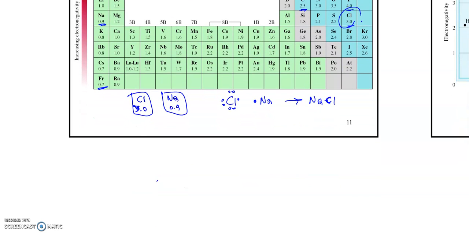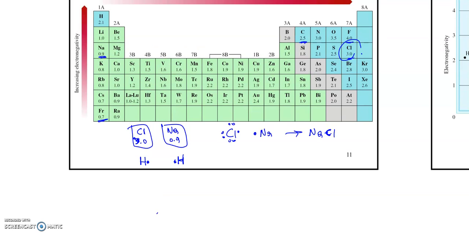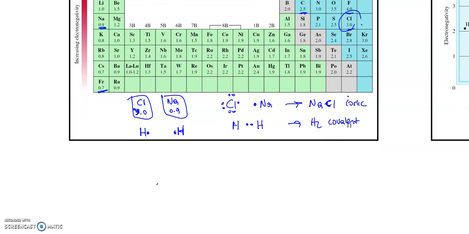So let's do another one. For example, we have hydrogen here, and then we have hydrogen here. They both want to gain 1, however they cannot find it, so what they'll do is share. They will share electrons, and then we get H2. This is going to be a covalent bond. This is ionic. So ionic bonds are when they transfer because one loves electrons more than the other, and when they are sharing, because they both feel the same way, they form a covalent bond.